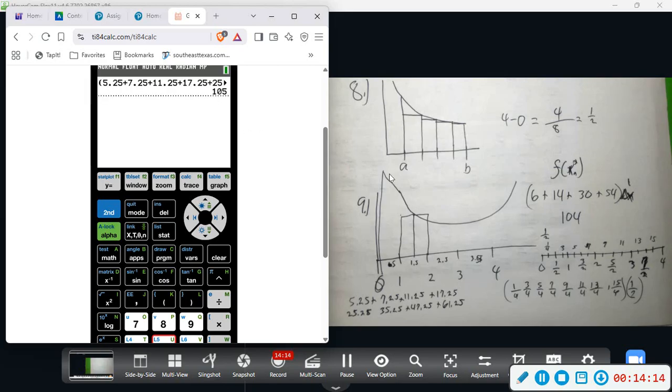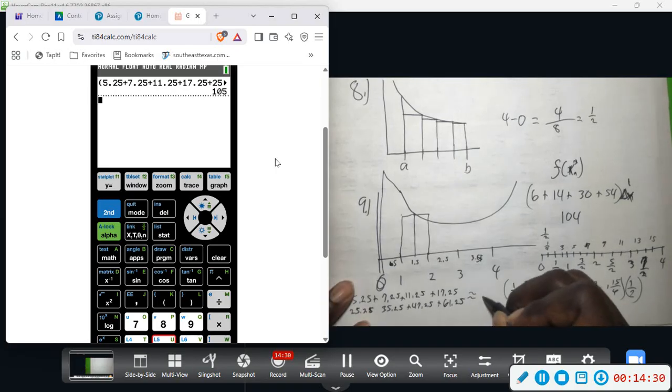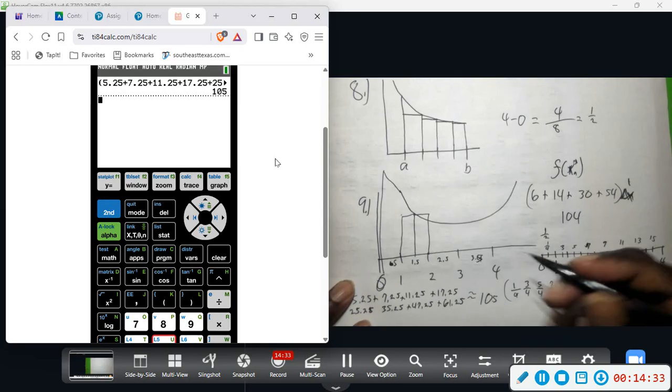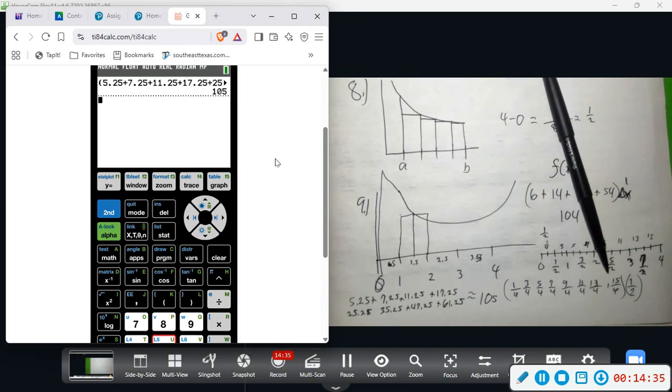So the first time we did it, we got 104 with the midpoint and just doing 4 sections. Now we've done 8 with the midpoint, and we get a little bit closer approximation. So the more rectangles you make, the closer you get. So we are getting approximately 105 for the second calculation.